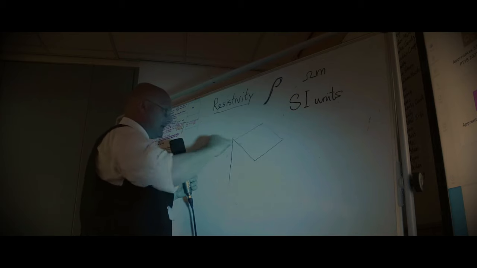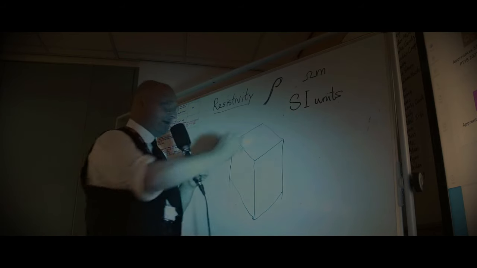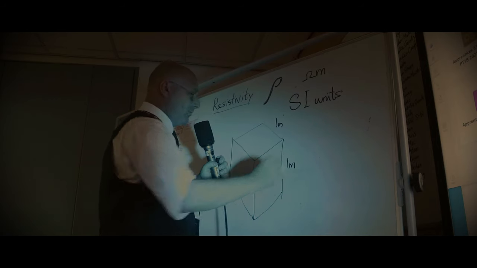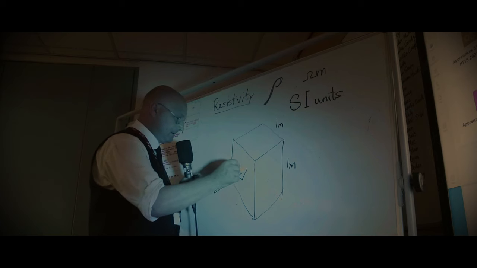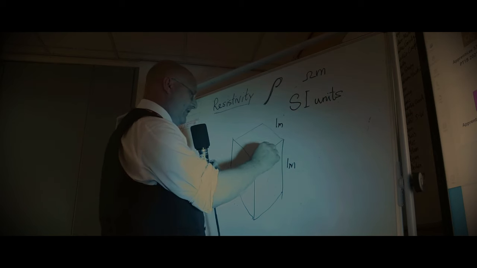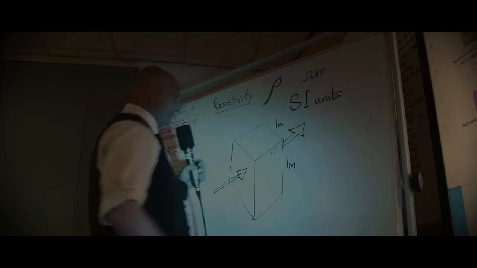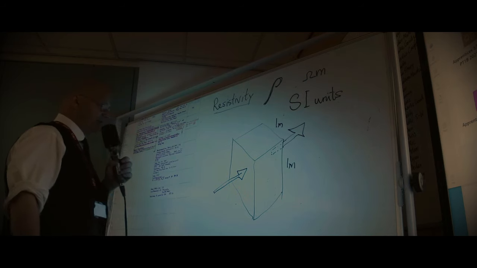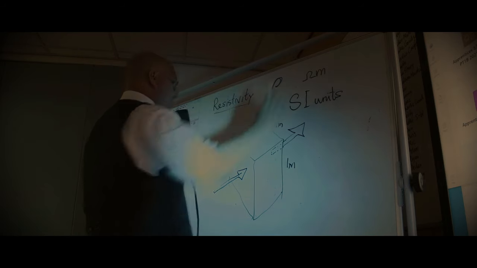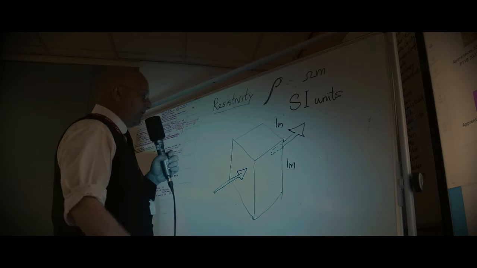That means a cube of copper, 1 by 1 by 1 meter. If we put an electrode on one end here, and an electrode on the other end here, and we measure the resistance of that cube of copper, that is our system international ohm meter of rho for that material.